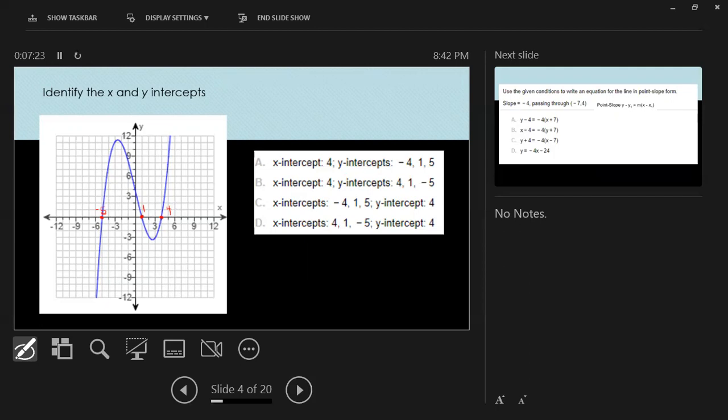So looking at my answer choices, I know A is wrong, B is wrong, C is wrong. So the only answer, it has to be D. When I look at my x-intercepts, I have 4, 1, and -5. And then my y-intercept is +4. And if I look at the graph, I notice that the figure crosses right here, which is indeed +4. So that is how you would do an item similar to this one.